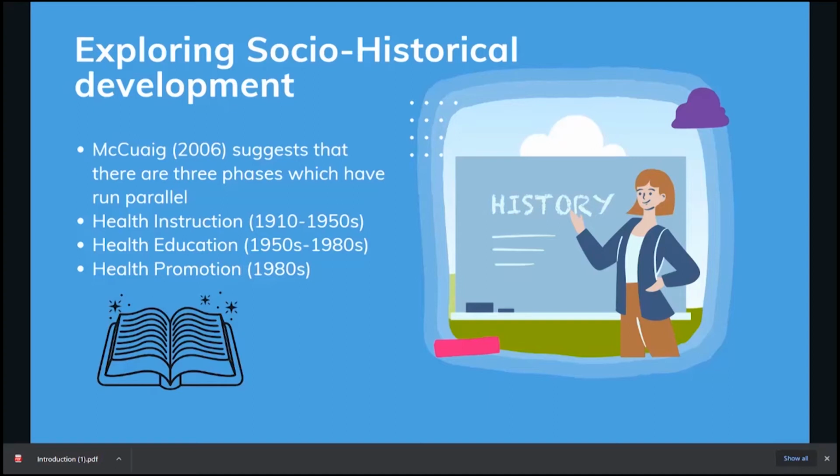Third, health promotion, from the 1980s. It is where there was a shift towards promotion as opposed to education. It is explicitly accepted that many determinants of health were beyond the control of the individual, so there is a central importance to raise awareness and knowledge about it.